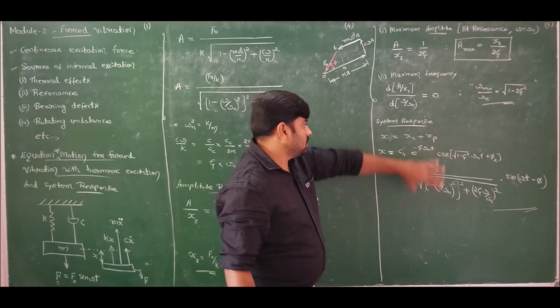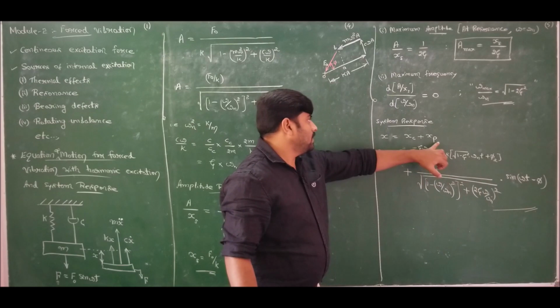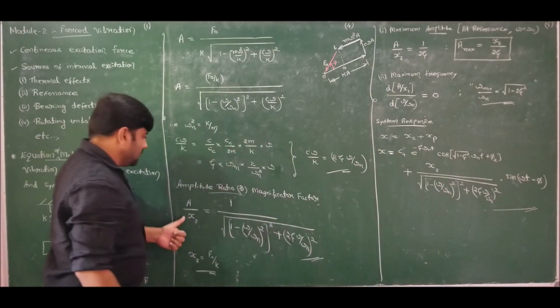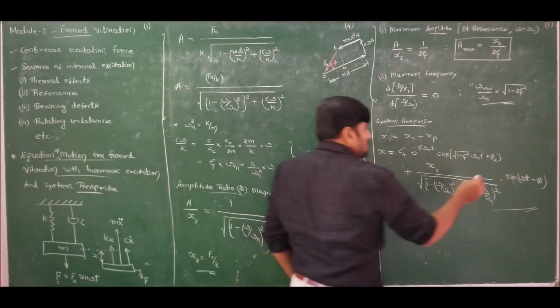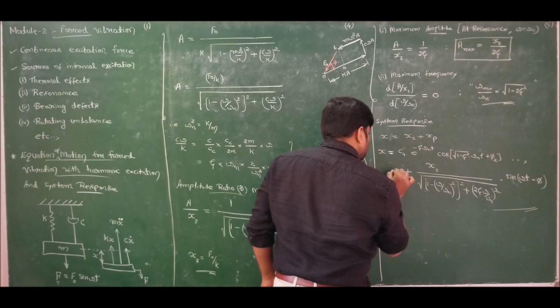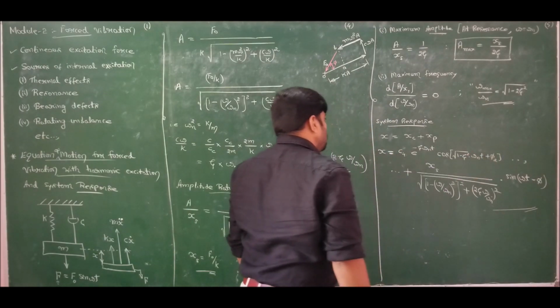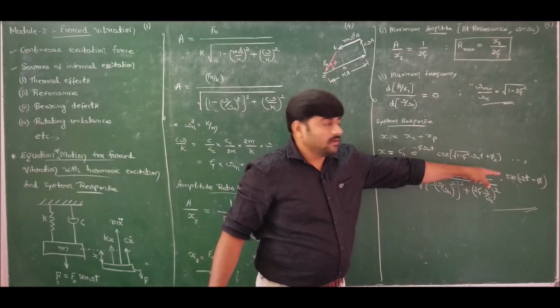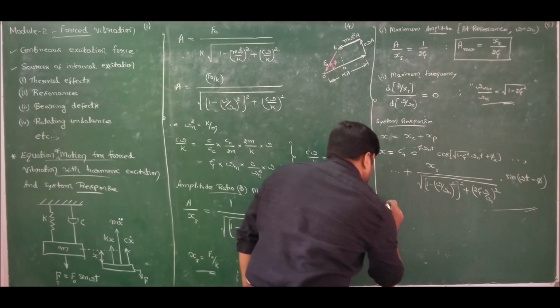So complementary solution plus particular solution. The particular solution is A sin omega t minus phi. What is A? A is here. So this is continued, don't get confused. This is continued here. So this is the expression for the total system response. Now what is the value of phi? Phi is unsolved, right? That is the phase angle phi.